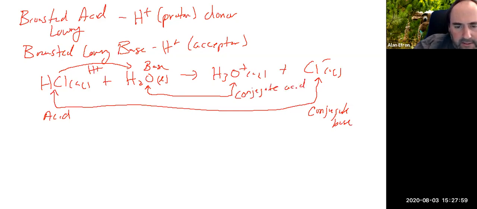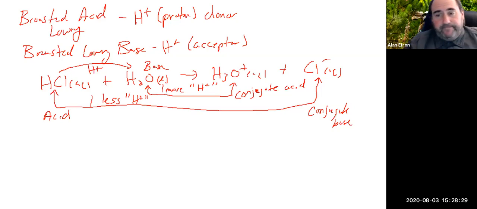And the importance of that is the only difference that there can be, as we talked about, between these two things is just one H plus. So this guy has one less H plus going this way, and this guy has one more H plus going the other way. That again can be the only difference there is to become a conjugate acid-base pair.